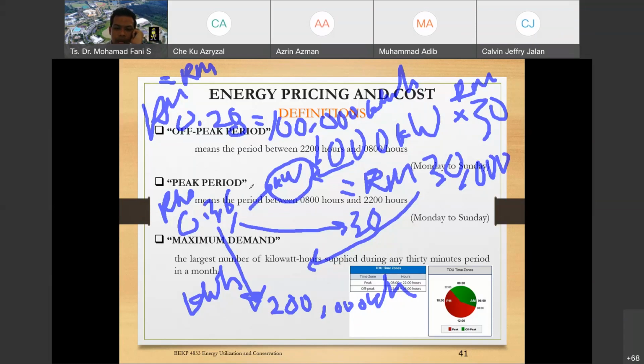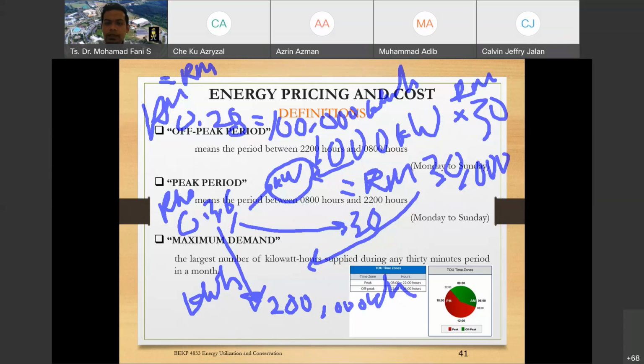We call it as TOU, time of use tariff. Time of use tariff, because for one day they have this kind of tariff. They have two prices, specific for the off peak period and peak period.